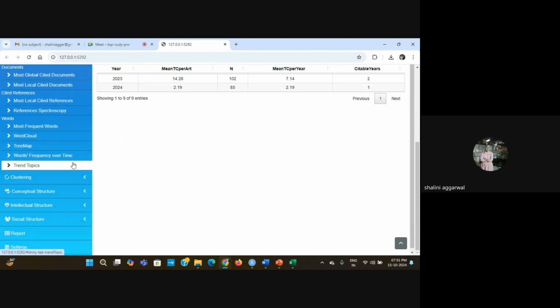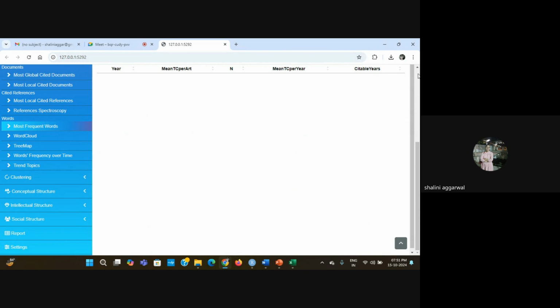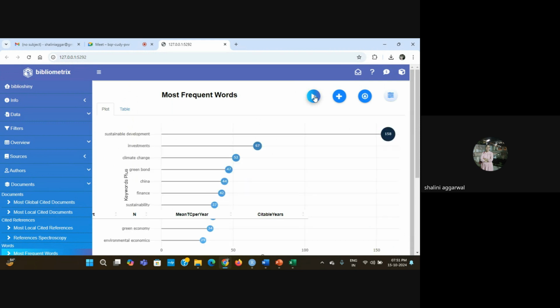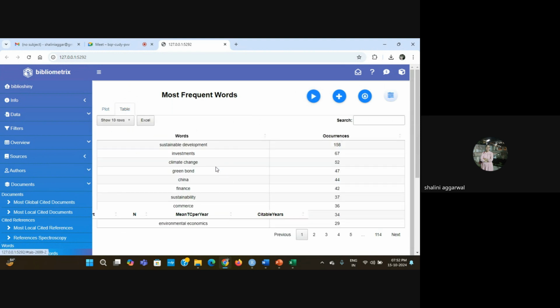So go for documents, look, this is important: most frequent words. Look at this. This is important, right? Click onto this and you will see. What is the word that has been used the maximum number of times? Sustainable development. Next, investment, climate change, green bond. So you download this table, you download this figure, and you put this in your paper and mention everything in paragraph form as well. Right? So this is the most important, or you can put this into table form as well.